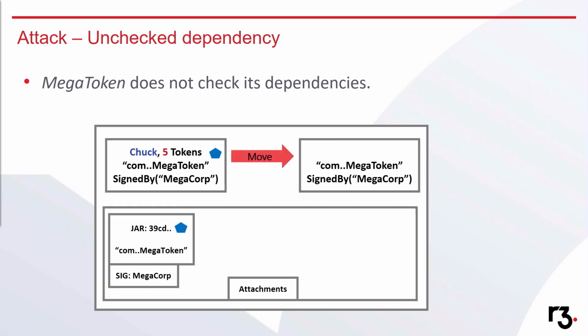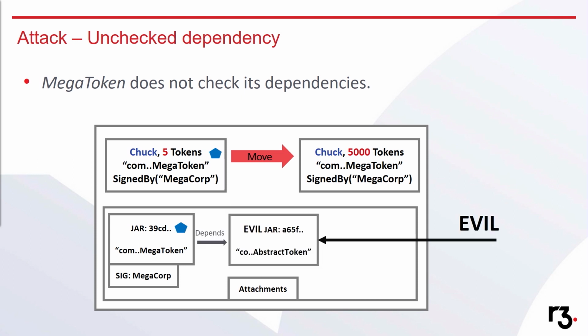OK. So let's see what happens if megatoken doesn't check its dependencies. An attacker like Chuck knows about this, and he will attempt to exploit it by inventing tokens, basically. So what he can do is attach his own version of the abstract token jar, because no one verifies it. He attaches his own version, which doesn't check that input equals output. So he's able to build a valid transaction by exploiting this vulnerability in the mega token contract.